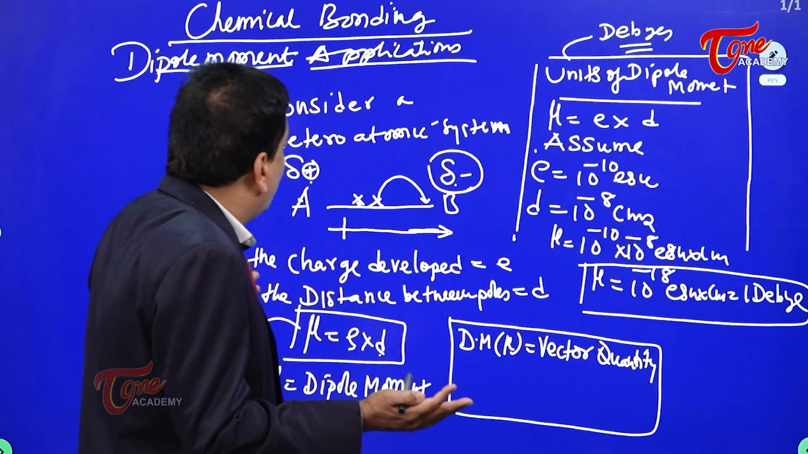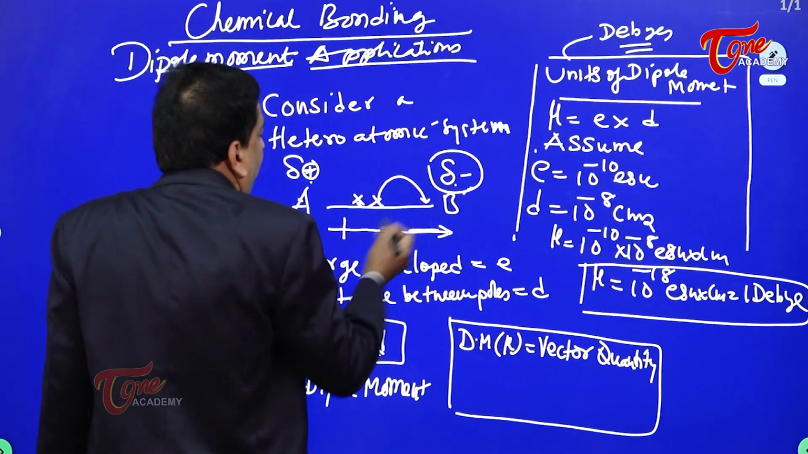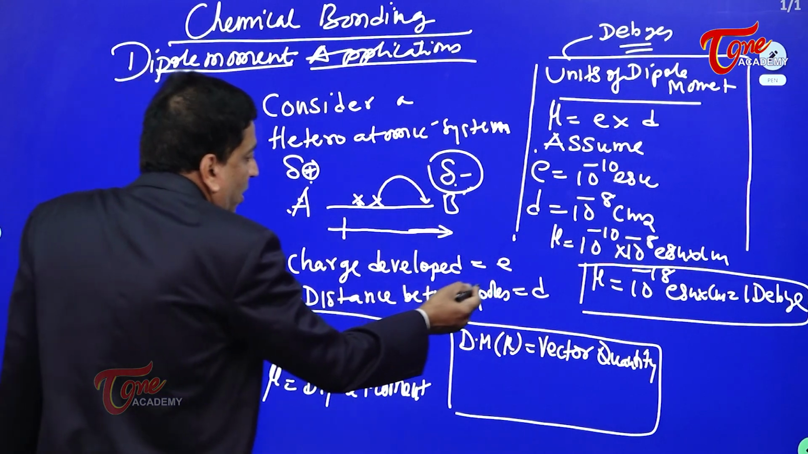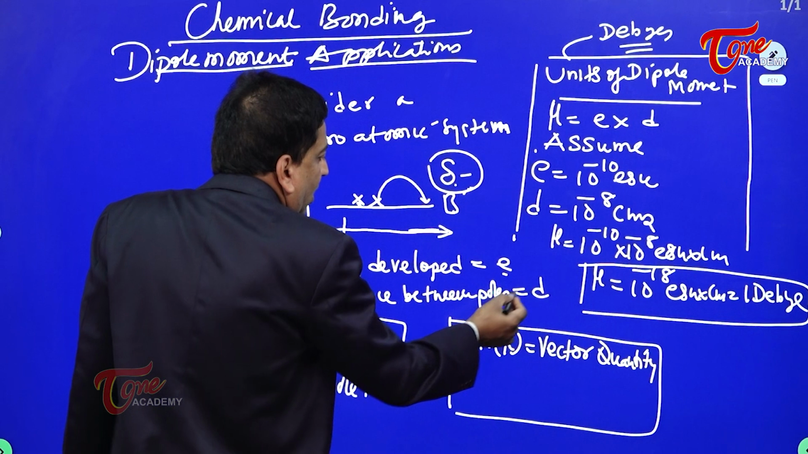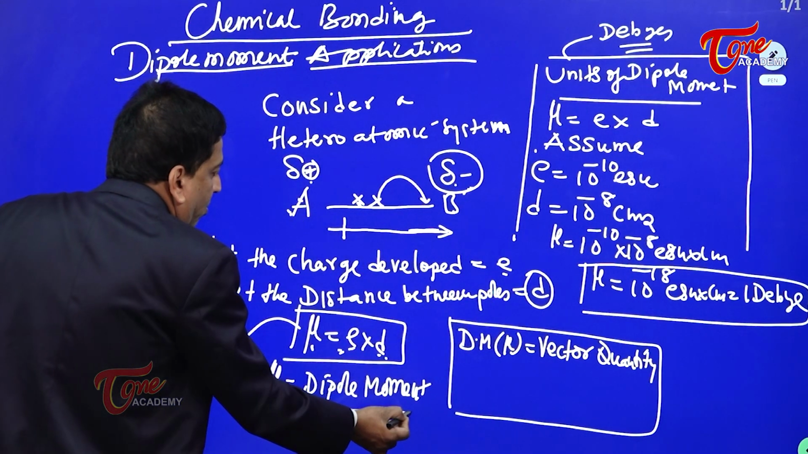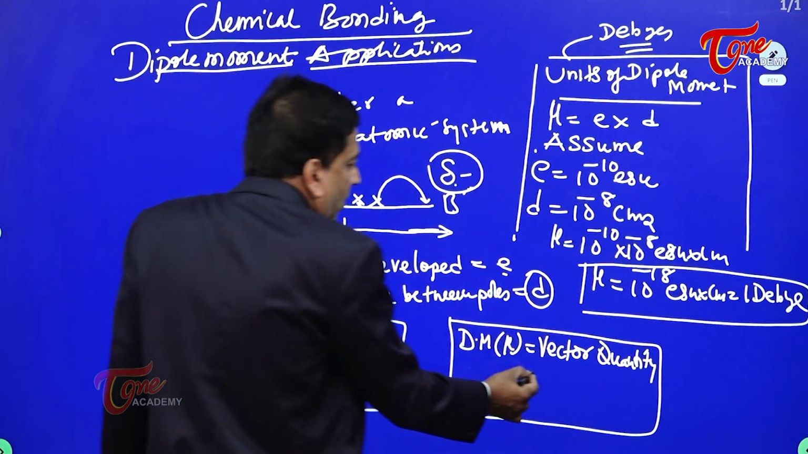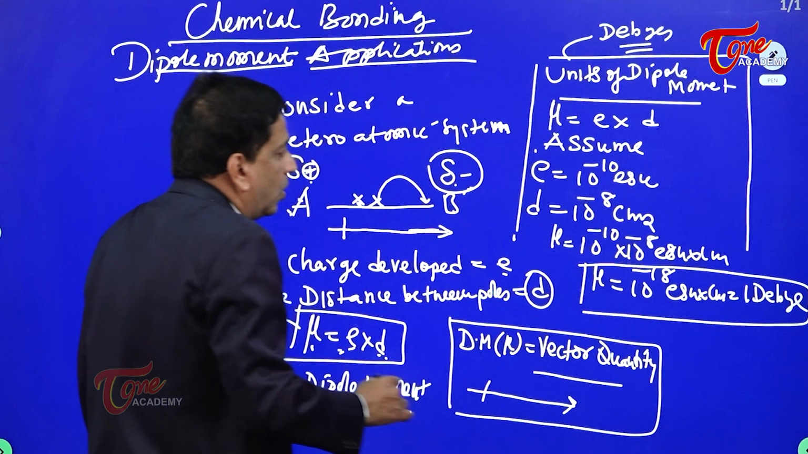And is there anything to measure? Yes, we have something to measure because charges are developed. Let the charge be E, and the distance between A and B, which is otherwise called the bond length, be D. Then the product of E into D is mu, which is called the dipole moment, a vector quantity, shown this way.